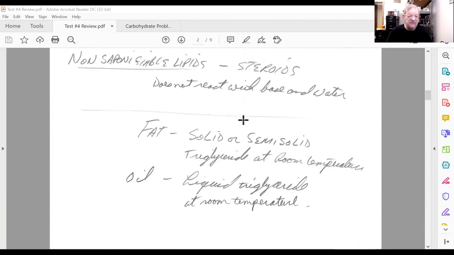Now, the saponifiable lipids, fats and oils, what's the difference between a fat and an oil? And you should know this. A fat is a solid or semi-solid triglyceride at room temperature. An oil is a liquid triglyceride at room temperature. Again, fat is a solid or semi-solid at room temperature. Oil is a liquid triglyceride at room temperature. If you don't believe me, go into your kitchen and if you have any olive oil or vegetable oil at room temperature, not 20 below in your kitchen or wherever you keep them, it's going to be a liquid.